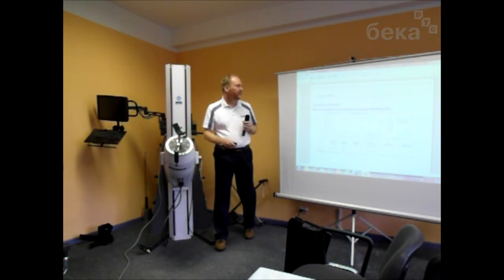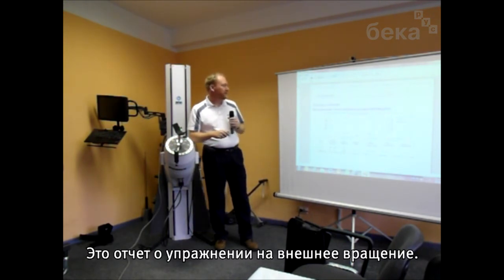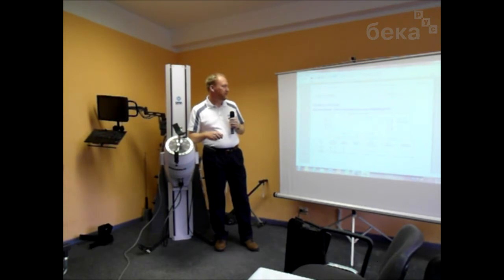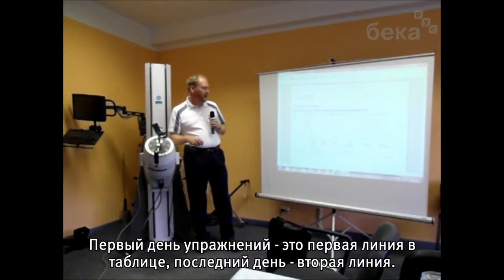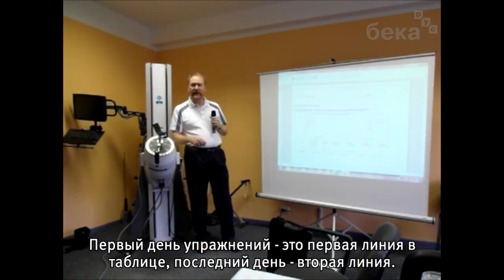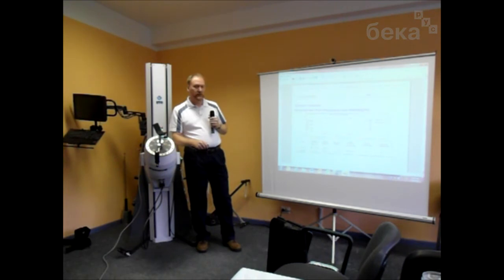Right. So this was the left side external rotation. The first day of exercise is the first line in the chart. The last day of the exercise is the second line in the chart. Lines are power and work.